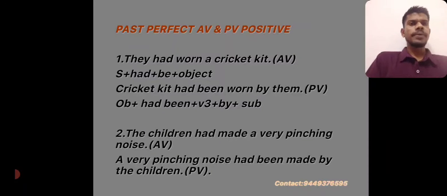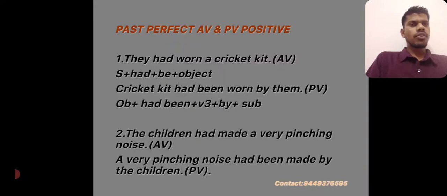Here also the same thing. What do we have to do here? The object has to be used as the subject in the passive form, then had been, then the past participle, that is V3, owned, plus by, then the subject, that is they becomes them. Subjective pronoun becomes objective pronoun, that is they, them. Second sentence, here we need not be confused about the object, whether it is singular or plural. Whatever it may be, we can use had without hesitation. Second sentence, their children had made a very pinching noise.